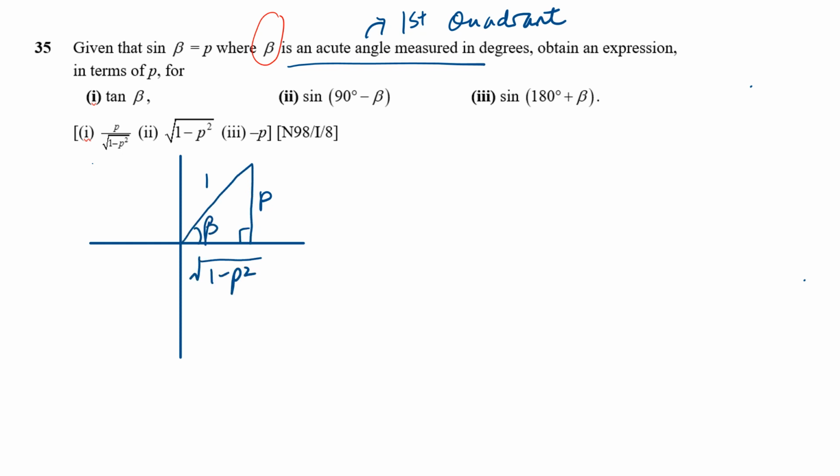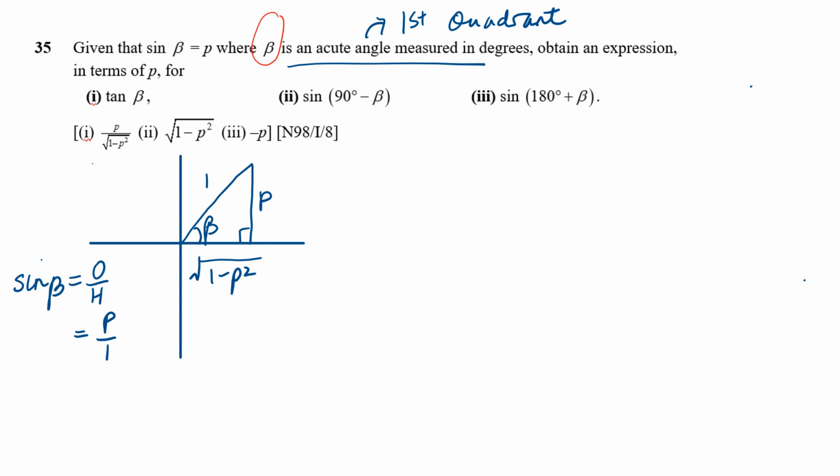So basically trigo ratios are just trigo ratios. So sine beta is equals to P. To find sine beta, it's taking the side opposite divided by the hypotenuse. SOH, O over H. So in this case here, you rewrite P as P over 1. So you label your opposite side as P, label your hypotenuse as 1.